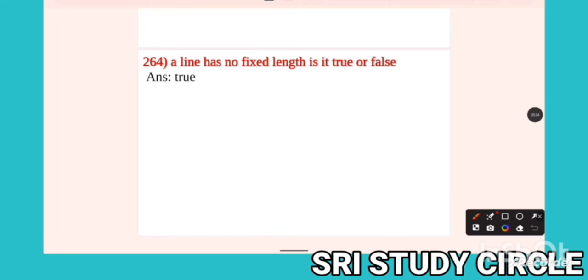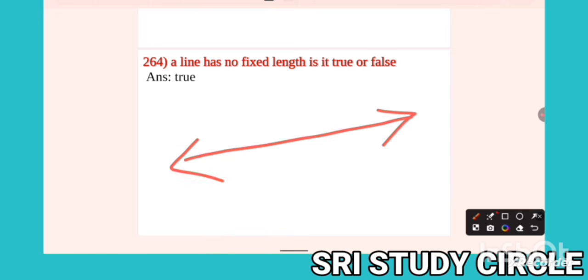A line has no fixed length. Is it true or false? Yes. Line has infinite length, no fixed length. So it is true.